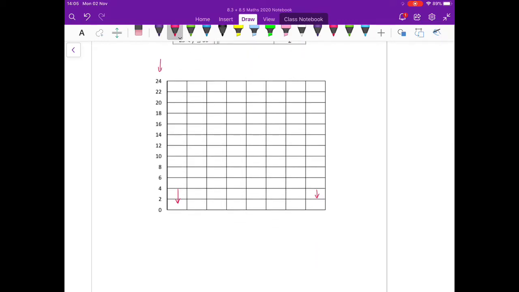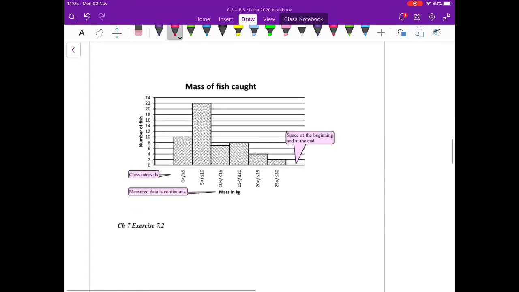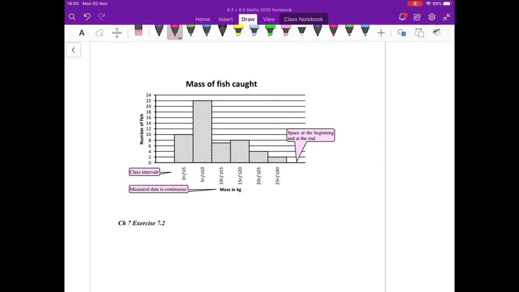On the side here you would have to, at the bottom, you'd have to have a gap at the beginning and at the end. And then again, you are going to write the categories. So it is 0 to 5 kilograms, or it's greater than or equal to 0 but less than 5. And then you're going to go 5 to 10 kilograms. You will then label the mass goes here, the mass, and these will be the number of fish.